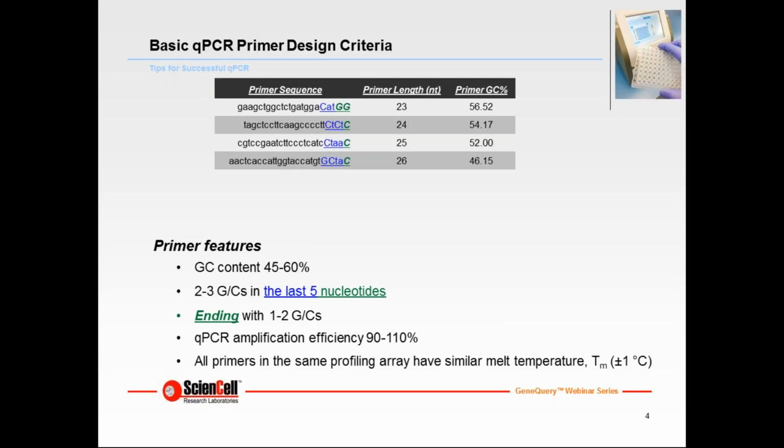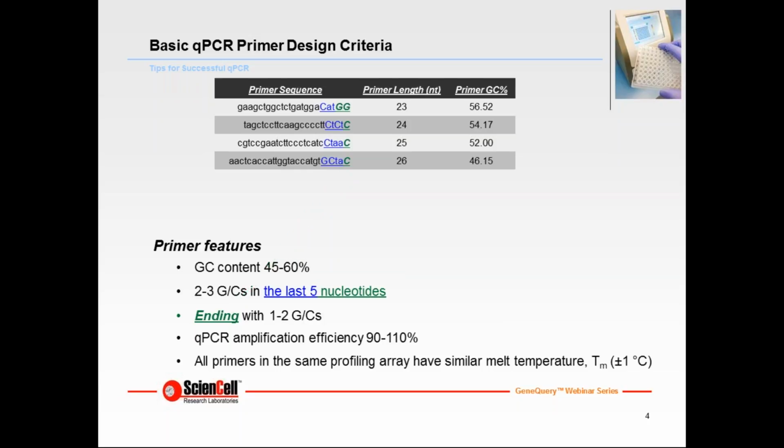Here, I listed a few basic primer design criteria. Like these primers I selected, good primers should have a GC content of 45 to 60%, contain 2 to 3 G or Cs in the last 5 nucleotides at the 3' end, and end with 1 to 2 GCs to serve as GC clamps.